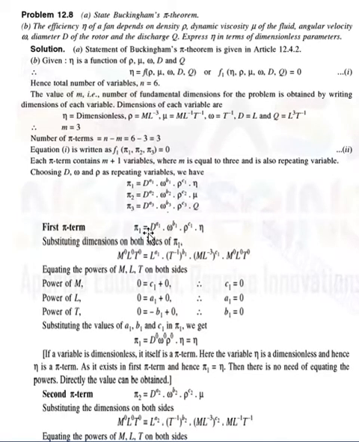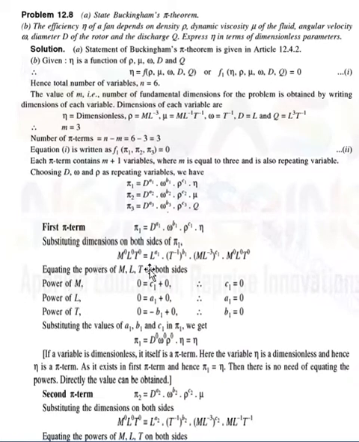The first pi term, pi 1, is equal to d to the power a1, w to the power b1, rho to the power c1, into efficiency. Then substitute the dimensions on both sides of pi 1. We know pi 1 is a dimensionless term, therefore M to the power 0, L to the power 0, T to the power 0, and the dimension of d is L to the power a1. Similarly, w is T to the power minus 1 in bracket b1. Third, the dimension of rho is equal to M into L to the power minus 3 in bracket c1, and efficiency is dimensionless and therefore M0 L0 T0.